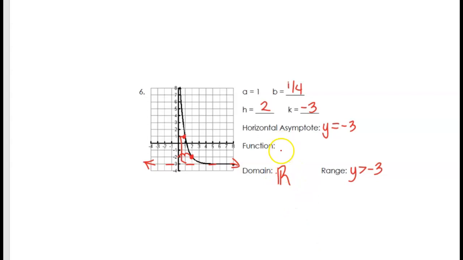All right. And the function, this is going to be real fun. Okay. F of x equals, give me the next piece. 1/4. Give me the exponent. X minus 2 minus 3. Yes. Okay.